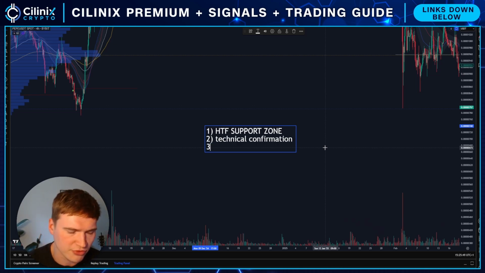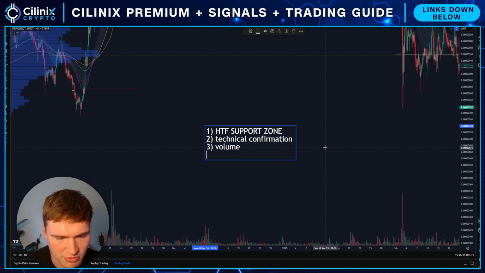And then the third step is you need volume. You can have a high time frame support zone and you can have technical confirmation, then it could be a local bottom. But if you really want to find a bottom from which we can reverse, you need volume in that move. And not only volume in the move, also volume coming in when the price actually moves up. But we'll get to that later. I have a perfect example for this.